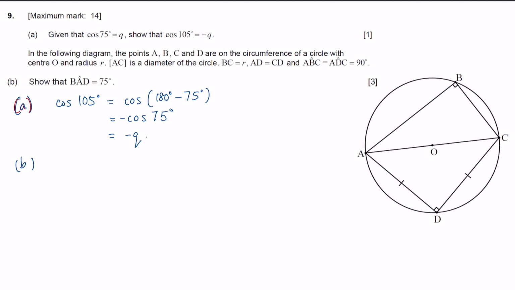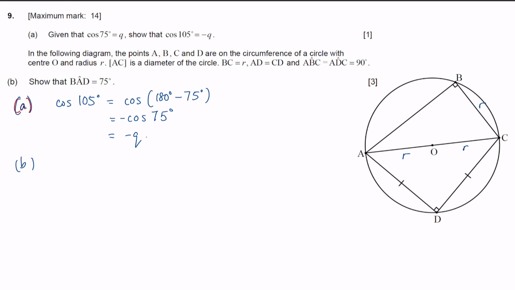Okay, A, B, C, D are on the circumference of a circle. The radius of this circle is r, so these are r. BC is also r. AD equals BC, and angle ABC equals angle ADC equals 90 degrees. Part B: show that angle BAD is 75 degrees.